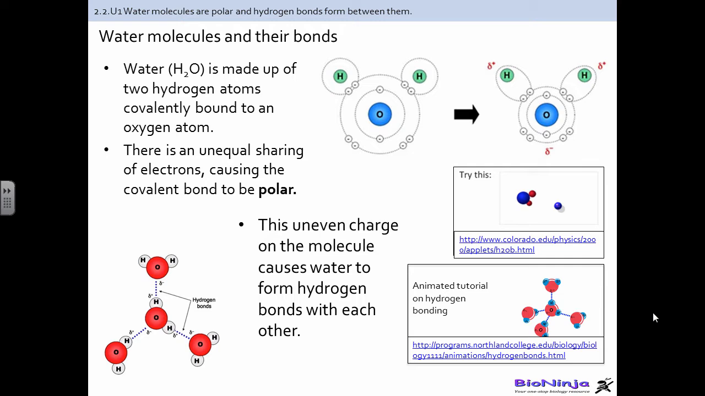Notice that water has an oxygen atom and 2 hydrogen atoms, and that those atoms are covalently bound to each other. This covalent bonding is an unequal sharing of electrons. Normally a covalent bond means that electrons are being shared, and here that sharing is unequal because the oxygen has 2 lone pairs of electrons and the hydrogen only has 1 electron in its outer shell. And so this covalent bond that forms is very highly polar, and this unevenly distributed charge on the water molecule causes the formation of hydrogen bonds.